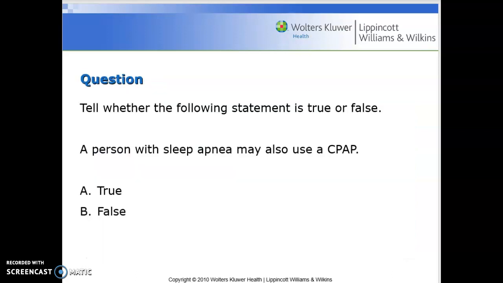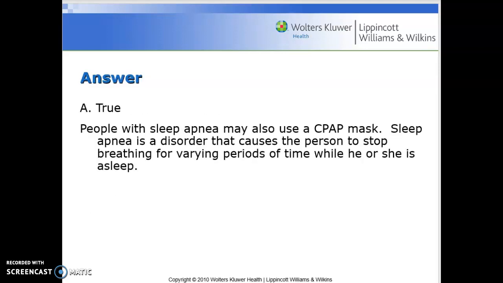Also, we have different equipment that's used with patients who experience sleep apnea. Sleep apnea is when they stop breathing during their sleep, and they may use a CPAP for this. So a person with sleep apnea may also use a CPAP. The answer to that is true. That CPAP actually pushes air in and keeps that airway open, and it prevents that person from stopping breathing.